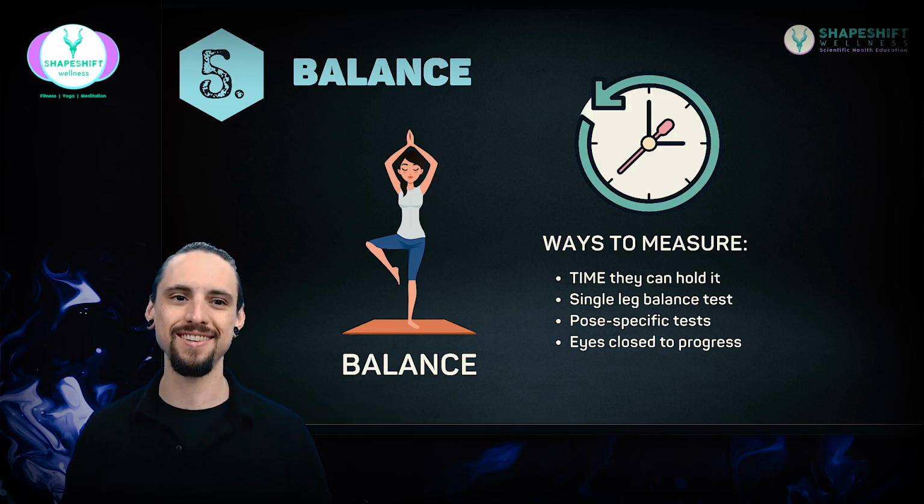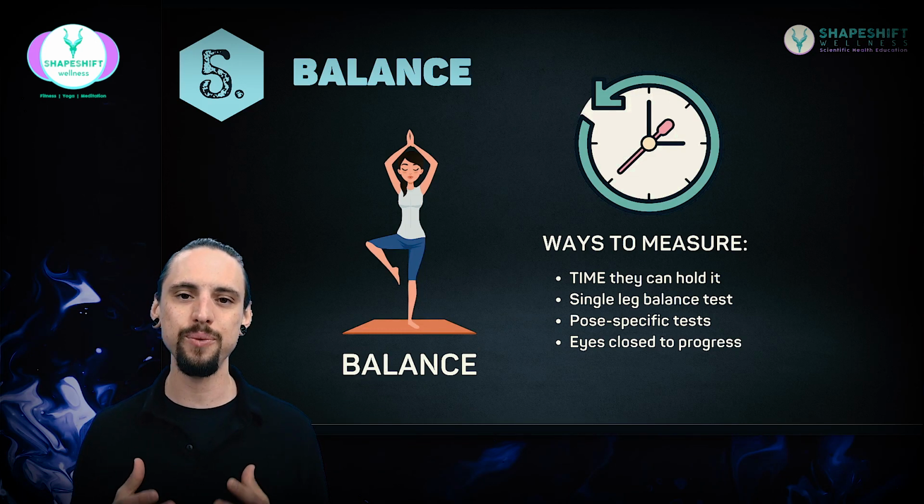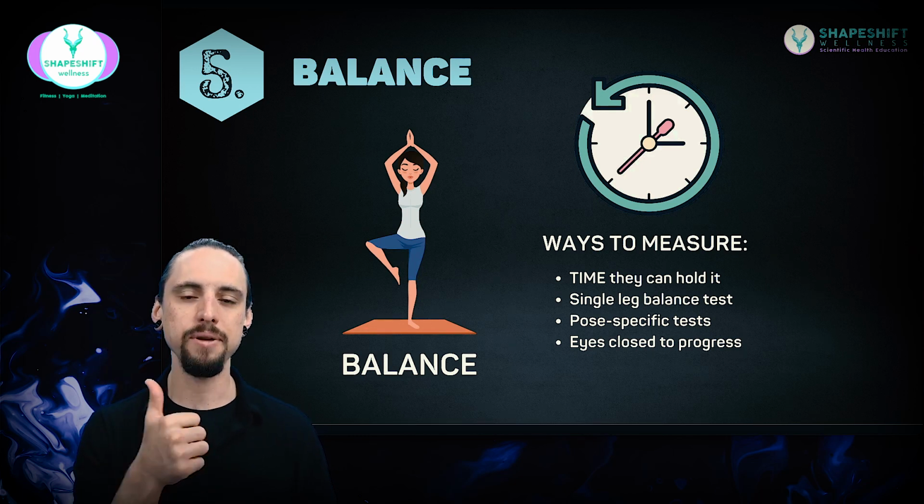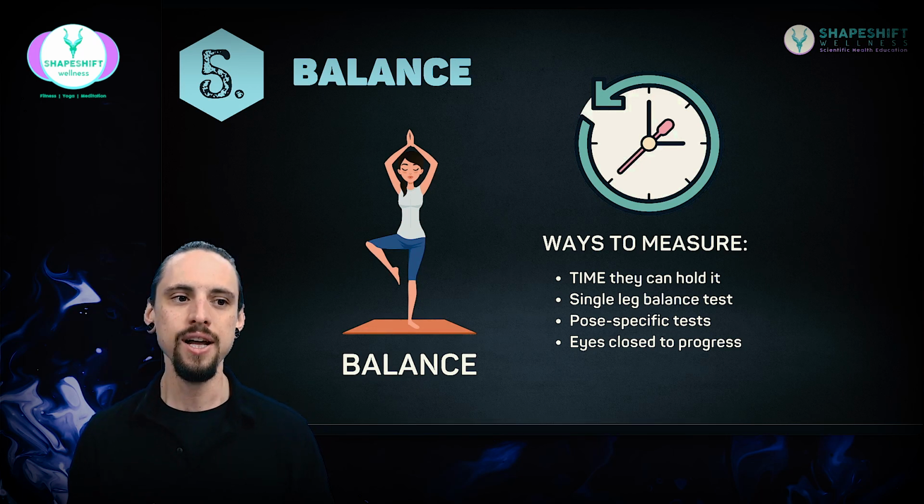Tree pose is a good example here. So ways of measuring it, typically we time them. We say, how long can you hold this balance pose before you have to put a foot down? So we could do a single leg balance, right? That would be a simple way. Then, if that's too easy, we can have them close the eyes, and that would be a single leg balance test with the eyes closed.